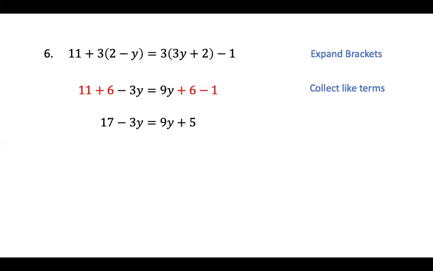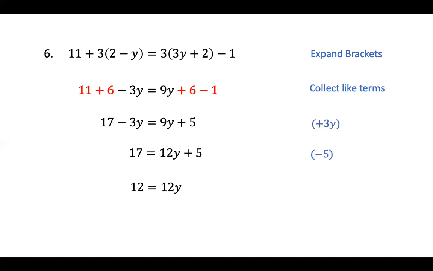And now we can start moving our y's onto one side of the equal sign. So I'm going to add 3y to both sides. You should be left with that. And now I need to start moving my numbers onto the left-hand side. So the first one I move is that plus 5. The opposite of adding 5 would be subtracting 5. So when you subtract 5 from both sides of the equal sign, you're left with that.